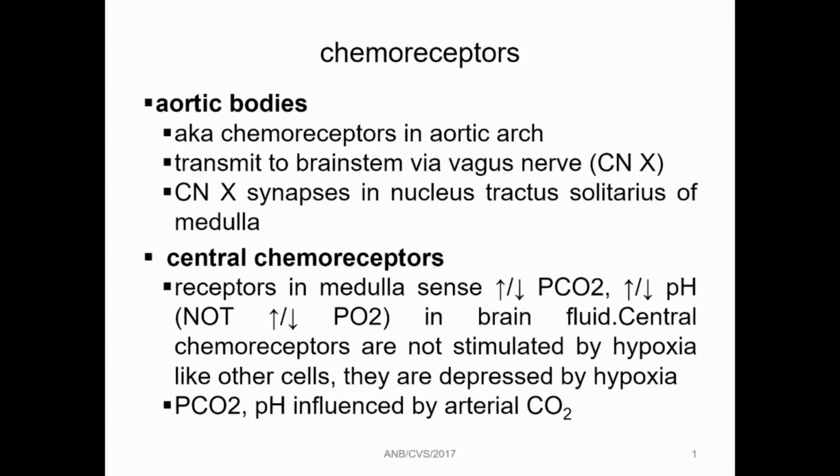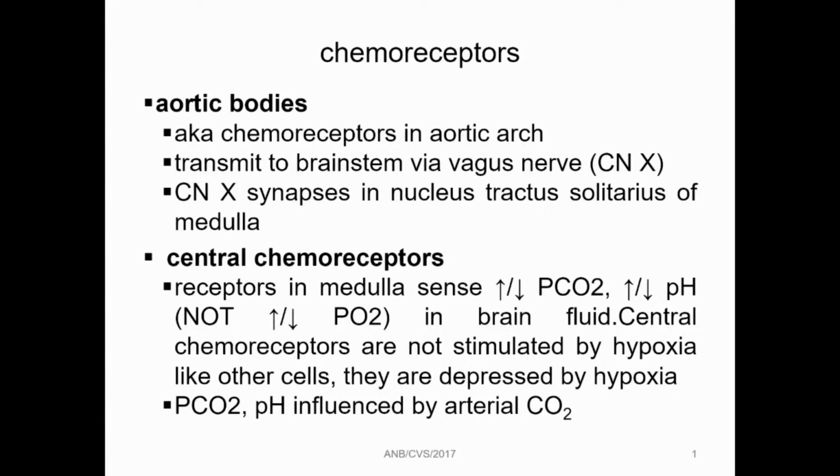Then coming to the aortic bodies, they are also called chemoreceptors in the aortic arch, and they transmit to the brain stem via the vagus nerve, the 10th cranial nerve. This 10th cranial nerve synapses in the nucleus tractus solitarius of the medulla, the same thing. Now the central chemoreceptors in the medulla sense either an increase or a decrease in the partial pressure of carbon dioxide.